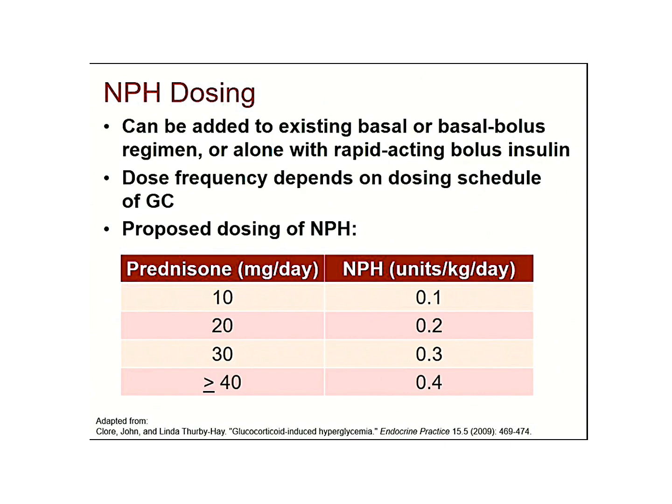Okay, so this is how to dose NPH. It can be added to an existing basal or basal bolus regimen, or alone with rapid-acting bolus insulin. Dose frequency depends on the dosing schedule of the glucocorticoid, and this is the proposed dosing. Okay, it's so easy to memorize. It's equivalent, just move the decimal point. If the prednisone is 10 milligrams, use 0.1 unit per kilogram. It's weight based. 20 milligrams, 0.2 units per kilogram, 30, 0.3, and so on and so forth, but up to a maximum of 0.4.